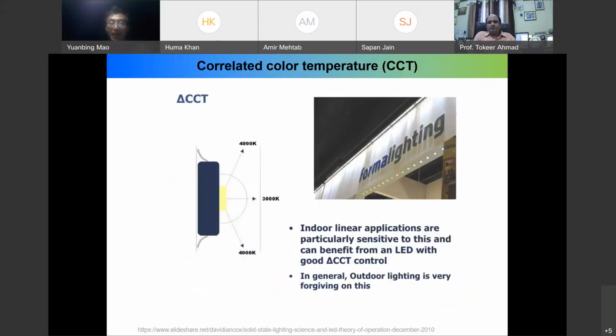Okay, then this is CCT, the full name of which is correlated color temperature. There's only one number, and this is the temperature, so we normally use K. Normally, if we want to get warm light, then this number should be larger.